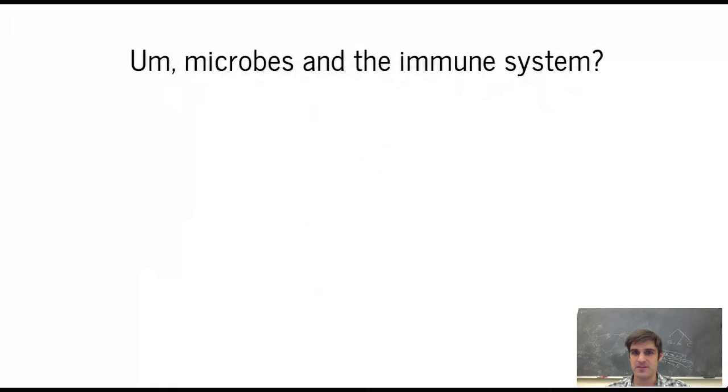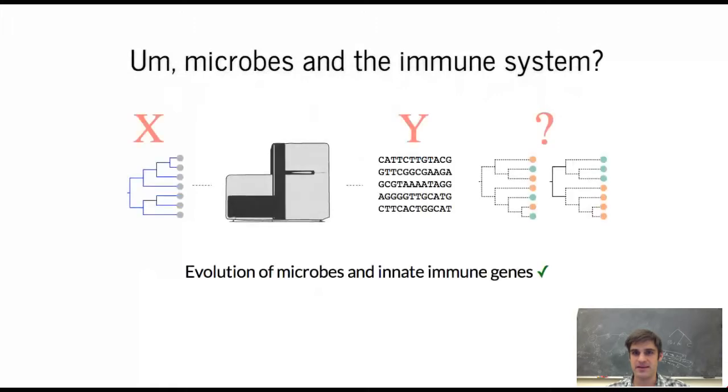So microbes in the immune system. We've already looked a little bit at microbes in the immune system. We're interested in doing phylogenetic analysis, so inferring these sorts of random variables when we have microbes here and innate immune genes. These actually have a fairly straightforward evolutionary process compared to what I'm about to say. It still has its own complications, but let's just say that we've checked that off.